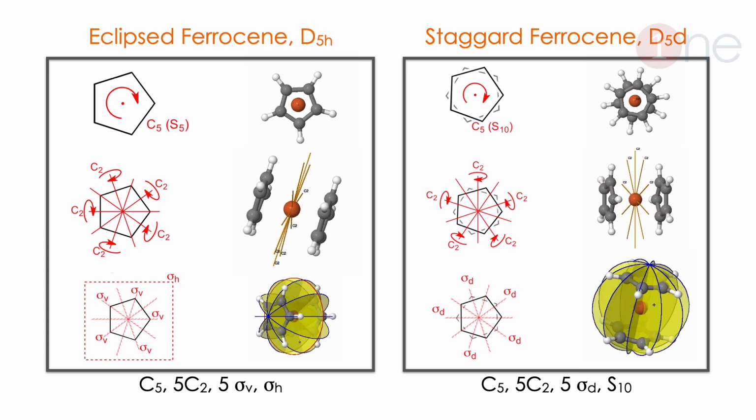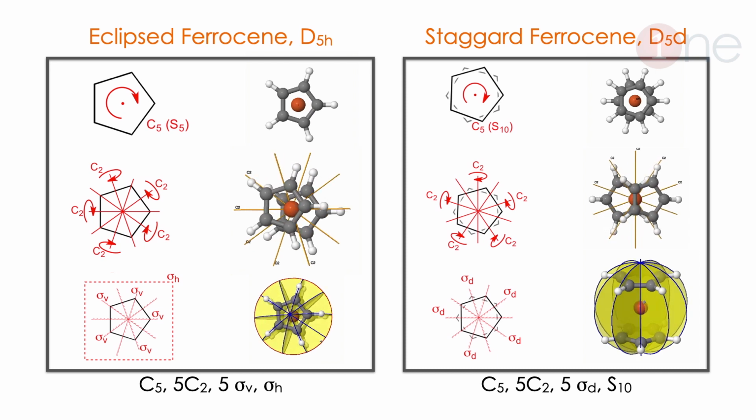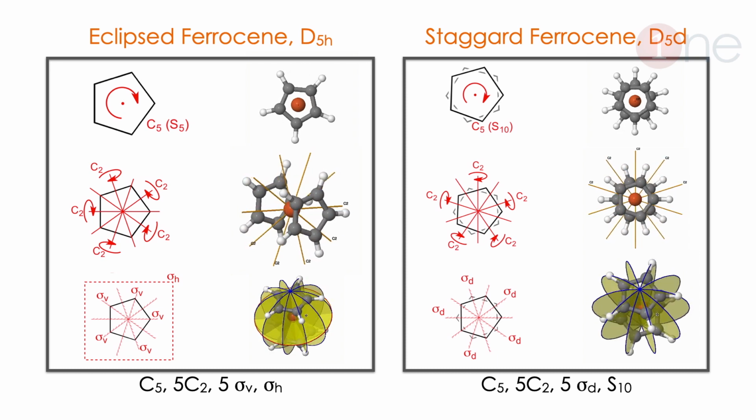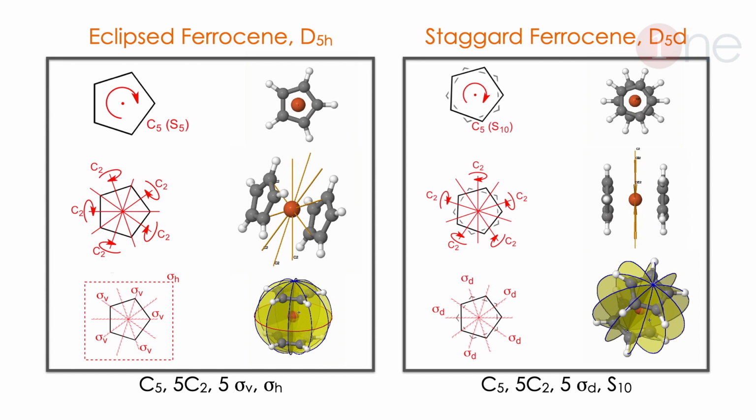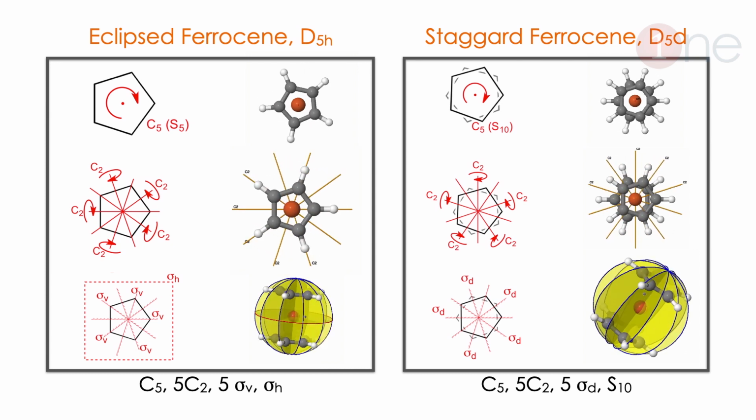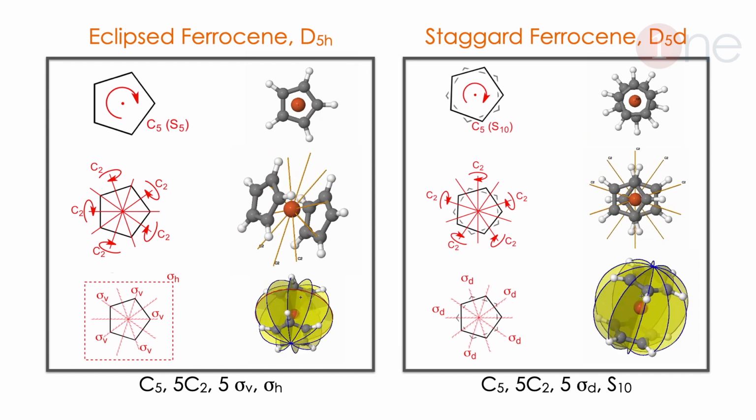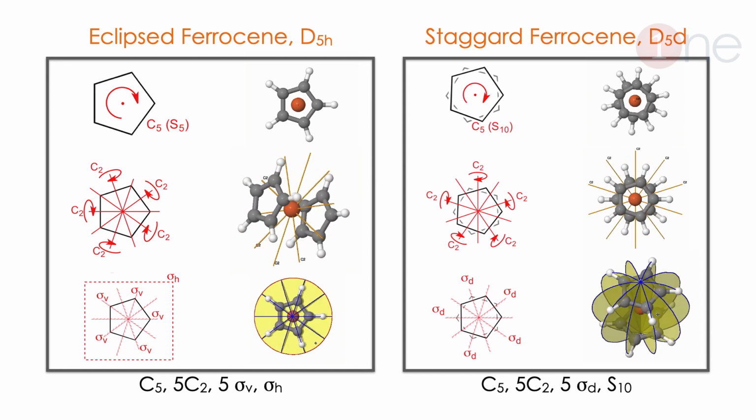The same thing you see here is like the staggered form, but the only difference is it has sigma d and an S10 axis. So it has D5d configuration. So eclipsed is always D5h, staggered always D5d.